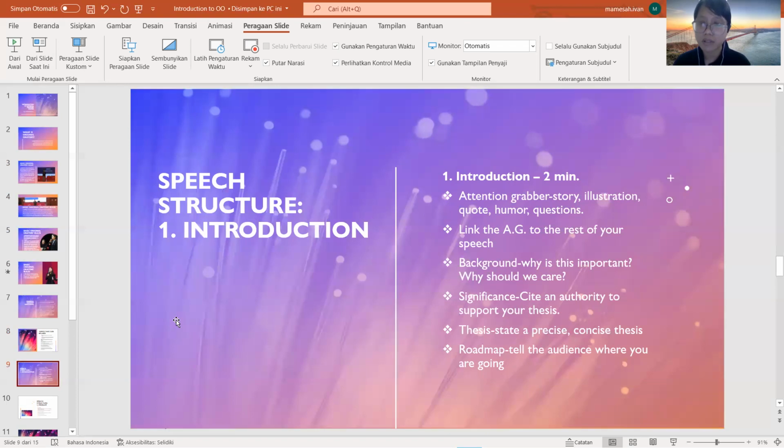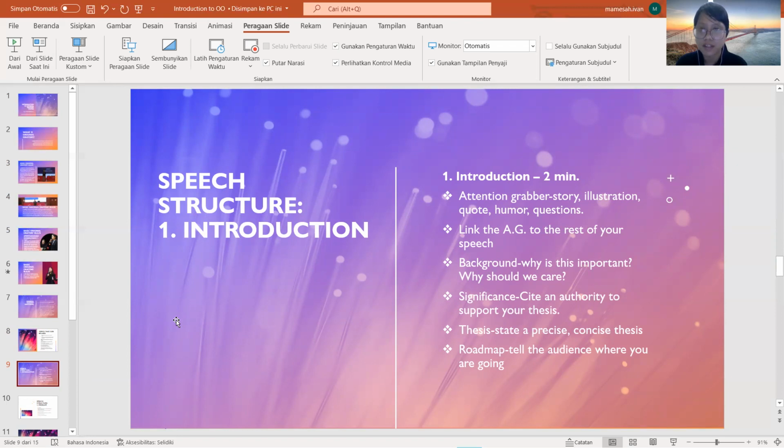Firstly, attention grabber: story, illustration, quote, humor, or questions. If you see a lot of NSDA original oratory winners, they would usually start with this stuff. Second, you can link the attention grabber to the rest of your speech. Third, background: why is this important? Why should we care? Ask those questions when you're writing your speech.